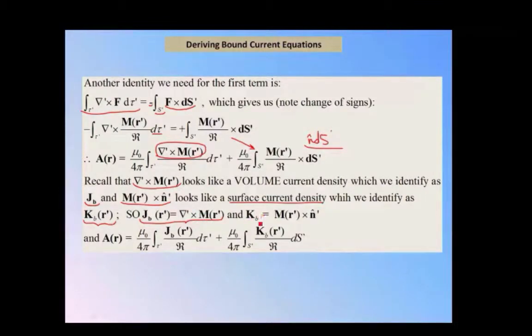The bound surface current density is just equal to the value of M on the surface crossed into n hat, which is the normal vector to the surface. So we can rewrite our vector potential in terms of those definitions. Here's our bulk J, here's our surface K, and that will give us the vector potential. And what we gain from this are the equations for the bulk current density and the surface current density.